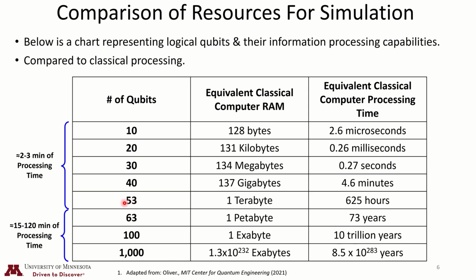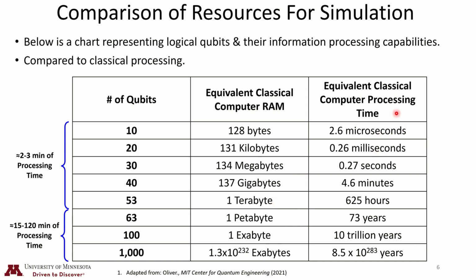Let's say they give you the option between buying 53 qubits and 63 qubits. There's a huge difference between having this amount of qubits versus the other amount, and that is its ability to process a certain amount of information within a given time.